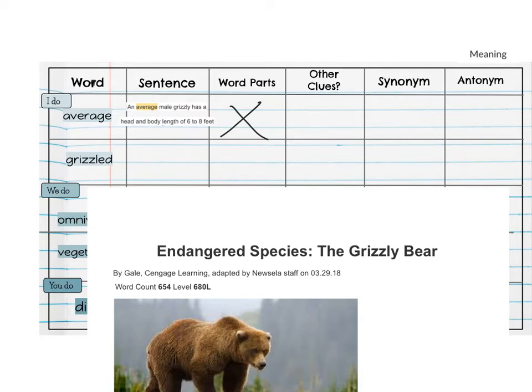I'm using this to see if it can help me with the word average. So I'm thinking maybe this part of the sentence might help me. So I'm going to use this head and body length of 6 to 8 feet. And I'm going to also write this as other clues. Now I'm also going to notice it says male grizzly. So this is about male grizzlies. I think this is helpful when I'm thinking about clues.